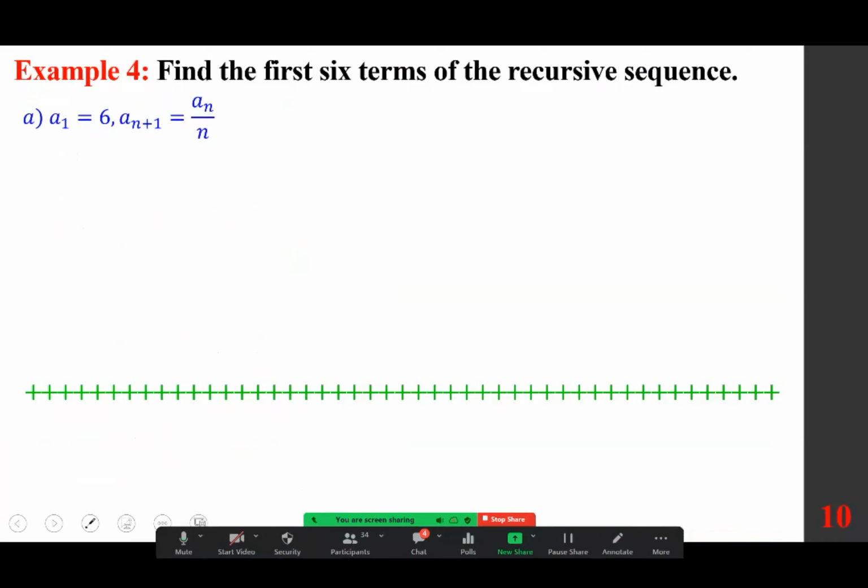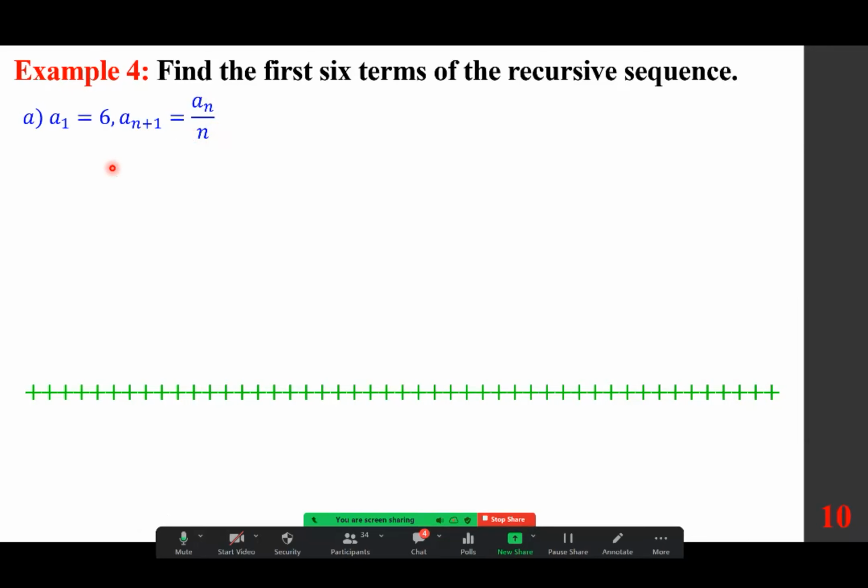We want to find the first 6 terms, and as long as we can show 1 or 2, that means we can do all of them. So let's start with this simple one. The first one is given. I want to make sure we understand the meaning of that. If you want any term, a sub n plus 1, what is a sub n? The one before that, divided by n.